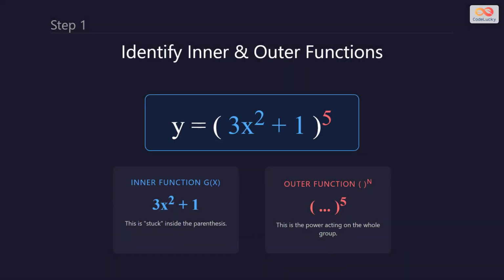Let's try a real problem. y equals (3x squared plus 1), all raised to the 5th power. Step 1 is identification. Ask yourself, what is inside? Here, it is 3x squared plus 1. What is outside? It is the power of 5 acting on that group.